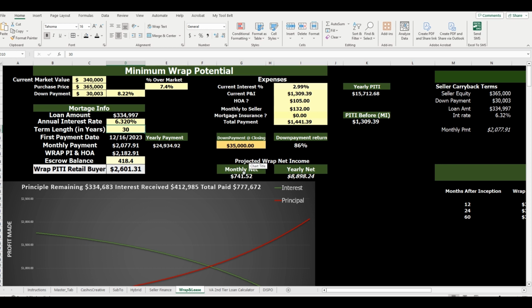So we can see how that's also affected our monthly net on here. So now my return is going to be even greater by just doing a simple adjustment with our numbers. Now I'm looking at an 86% return on my down payment, because the down payment that I will be receiving from the retail side is going to be $30,000. And my monthly net is going to be $741 every single month to me.